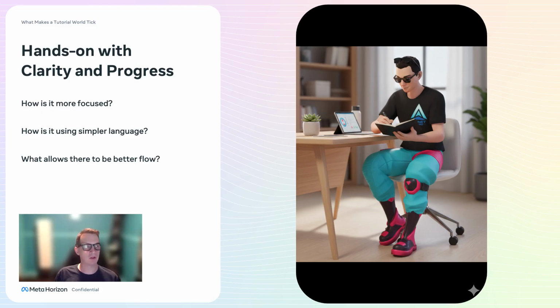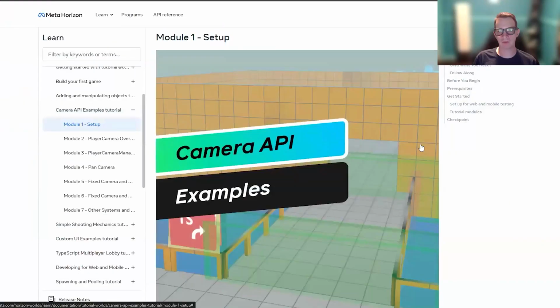So let's take a look at the camera API examples tutorial. So this was the one that I picked to go through, and we're more or less going to judge this thing based on what Matt just told us. So the camera tutorial example is pretty much focused on just the camera API.